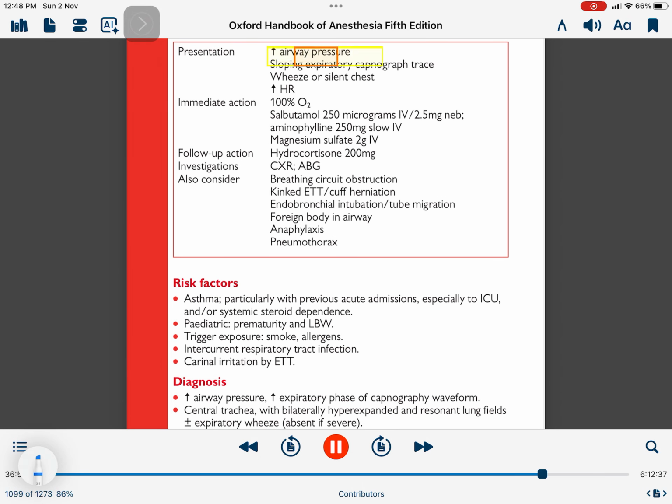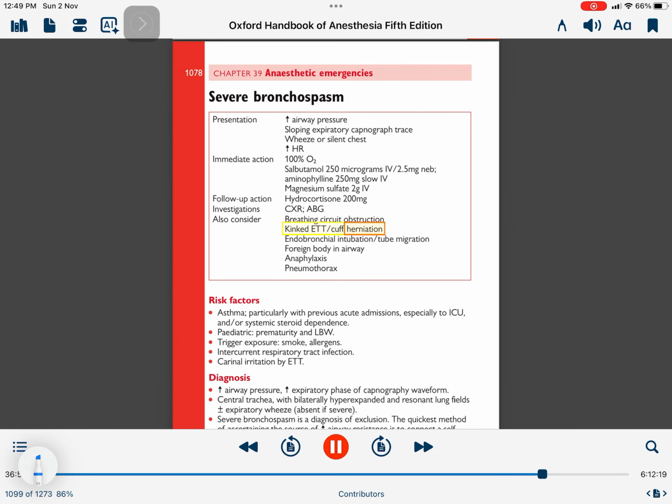Presentation: increased airway pressure, sloping expiratory capnograph trace, wheeze or silent chest, increased HR. Immediate action: 100% O2, salbutamol 250 micrograms IV or 2.5 mg neb, aminophylline 250 mg slow IV, magnesium sulfate 2 grams IV. Follow up action: hydrocortisone 200 mg. Investigations: CXR, ABG. Also consider breathing circuit obstruction, kinked tube, cuff herniation.